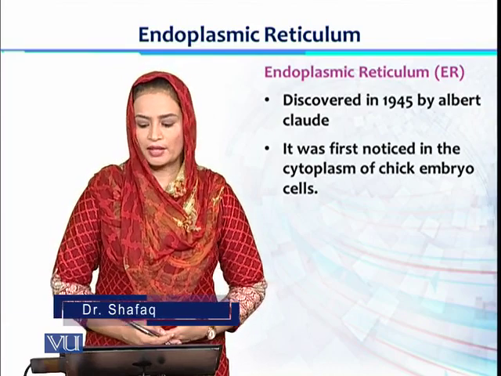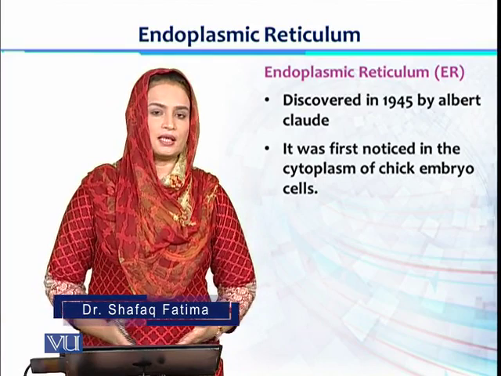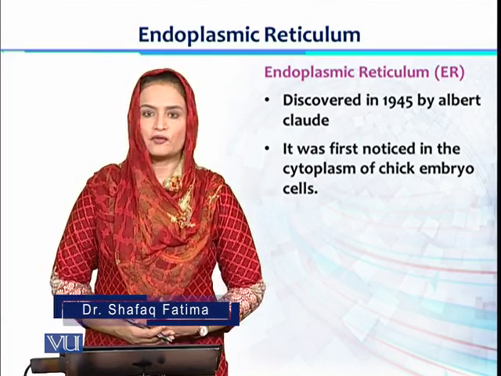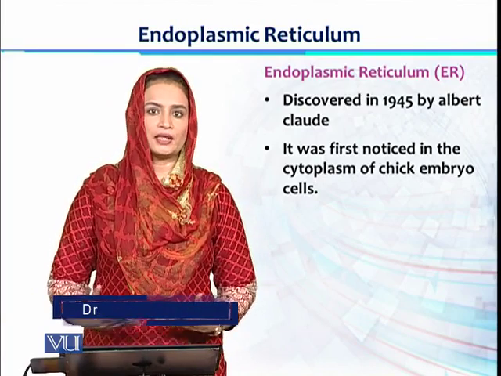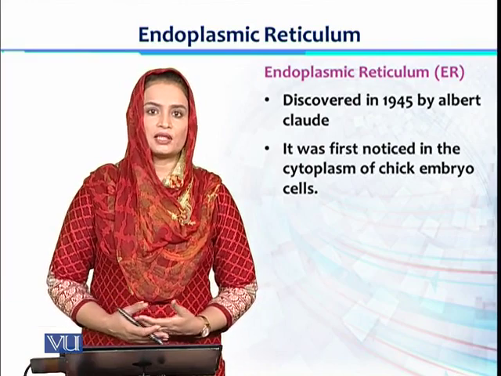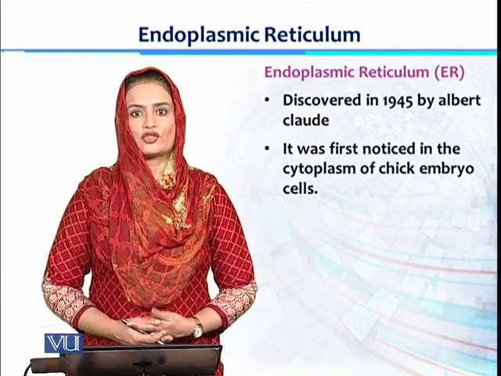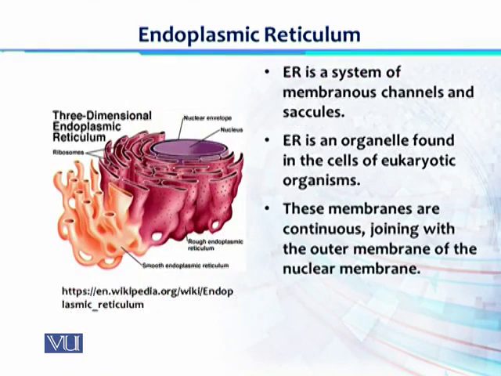This endoplasmic reticulum, which is abbreviated as ER, सबसे पहले जब इसकी डिस्कवरी हुई, that was in 1945 by Albert Claude, and they were found in the cells of chicken embryo. Endoplasmic reticulum, actually, is a system of channels and sacs.